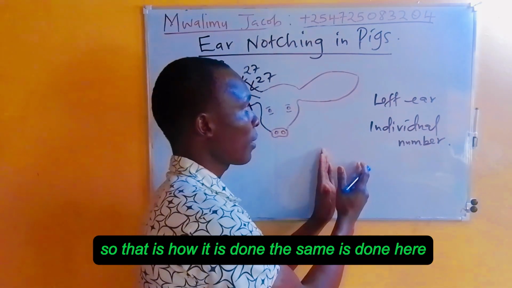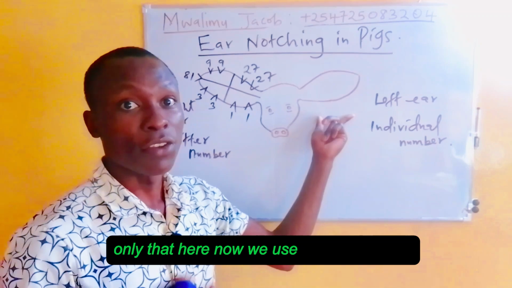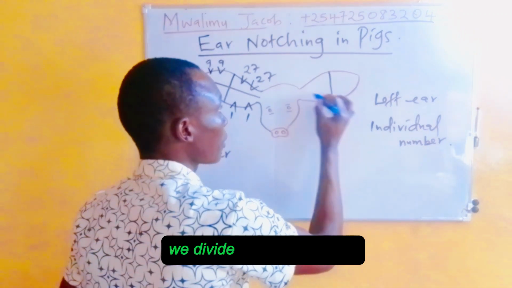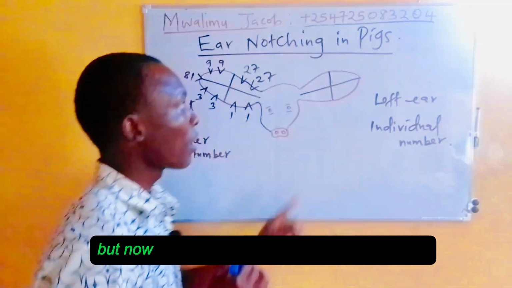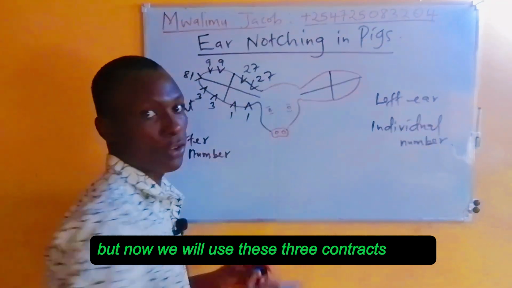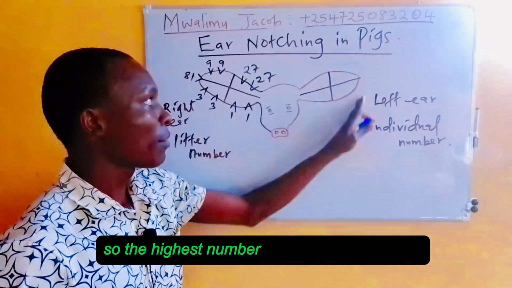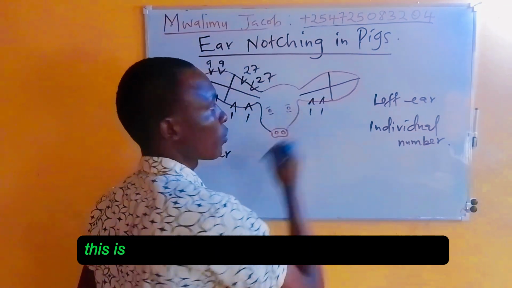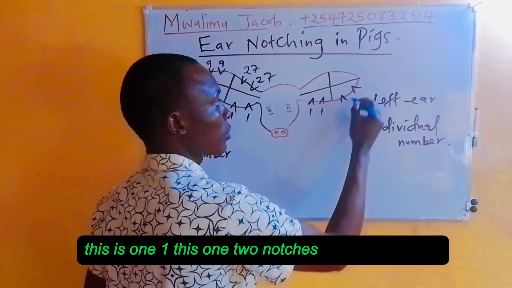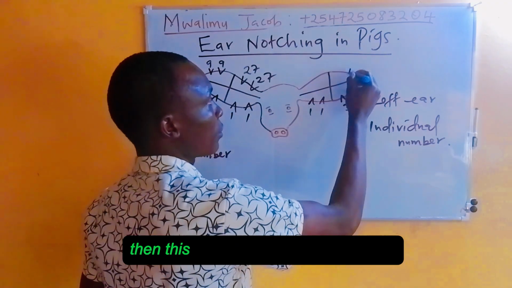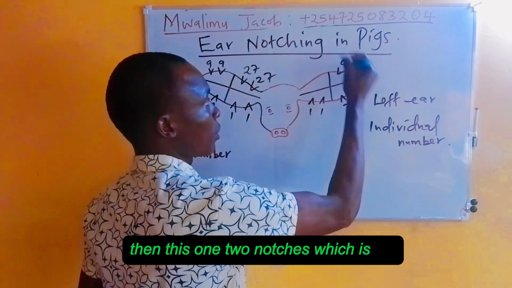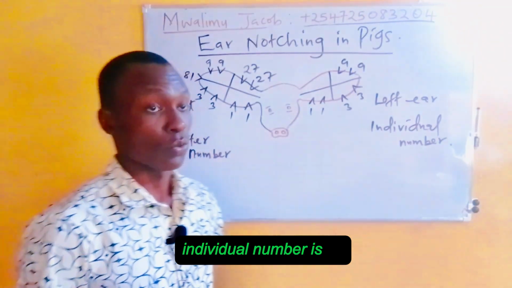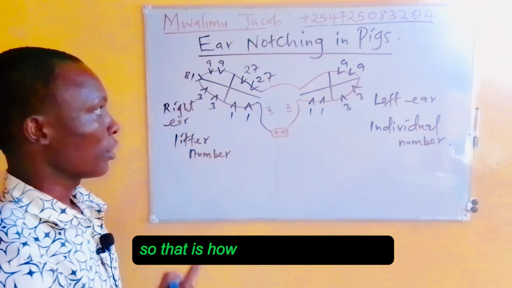The same is done here, only that here now we use 3 quadrants. So for the individual number, we do the same. We'll divide the ear into 4, but now we will use these 3 quadrants alone. So the highest number here we can go is 9. So this one can represent 1, 1. This one 2 notches, again 3, 3. Then this one 2 notches, which is 9, 9. So you realize that the highest you can go with the individual number is 26. So that is how ear notching is done.